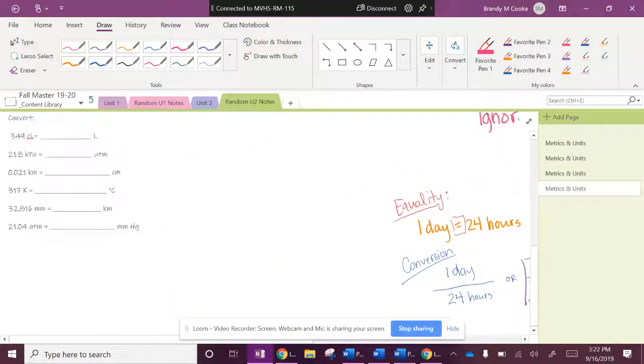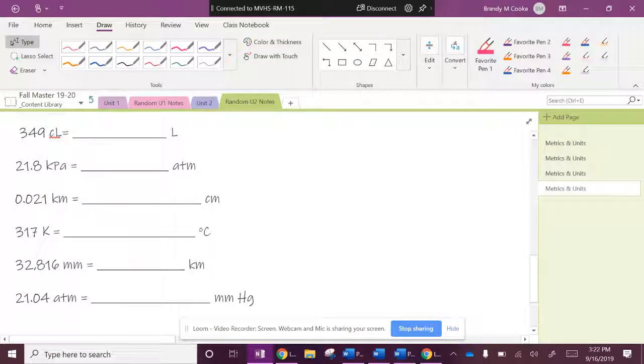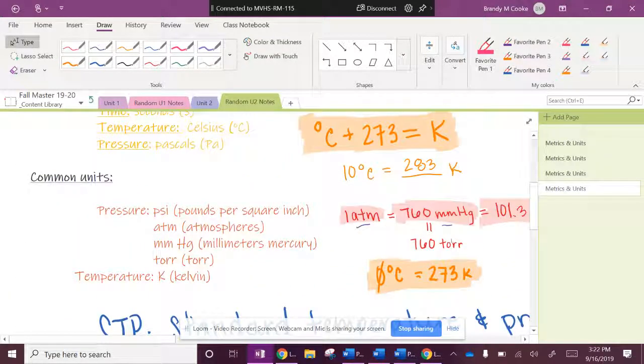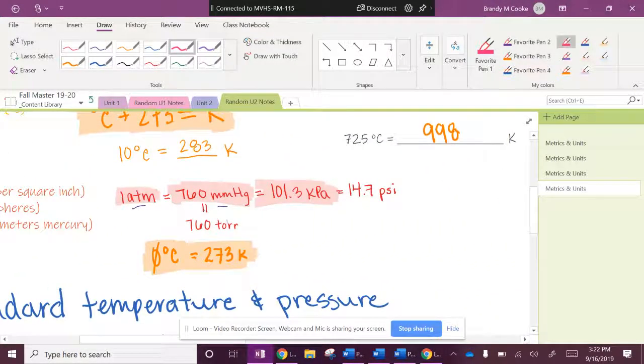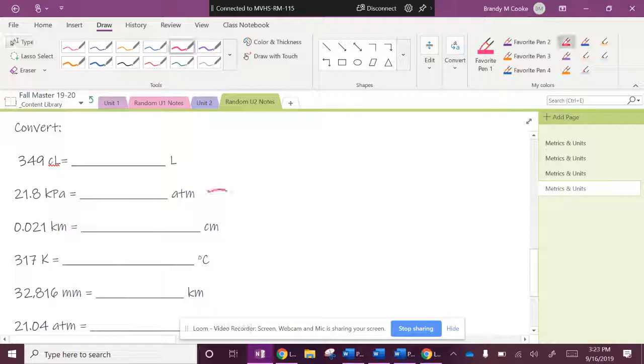So that brings us over here to these examples. In order to answer these questions, you have to know what the equalities are. You have to have these numbers up here memorized. If you don't, you're not going to be able to do the conversion factors. So let's just do one example. Let's do kPa. If I have 21.8 kPa and I want to know how many ATMs that is, I need a conversion factor that's going to let me go from kilopascals to atmospheres.